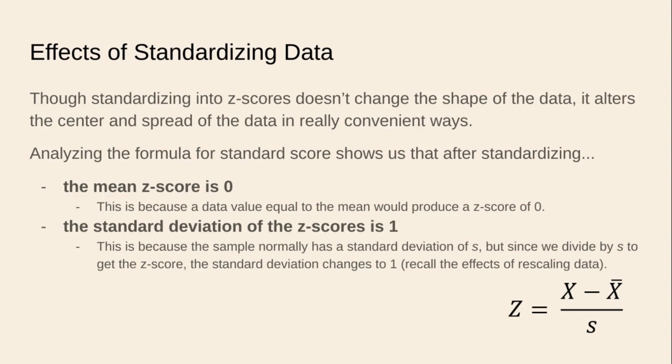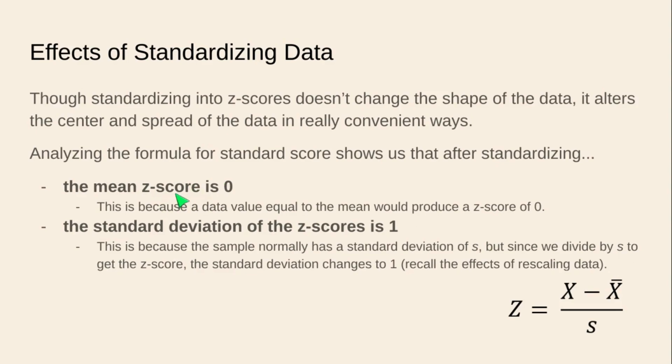But we take that spread of s in our initial set of data, and we divide each data value by s to get the z-score. So dividing all of the data values by s changes the spread from s to 1, okay? That's what happens when we rescale data. Remember when we converted from kilograms to pounds, we had to multiply the center and the spread by 2.2. So if we were to divide by s or multiply by 1 over s, we change our spread from s to 1. That's really cool.